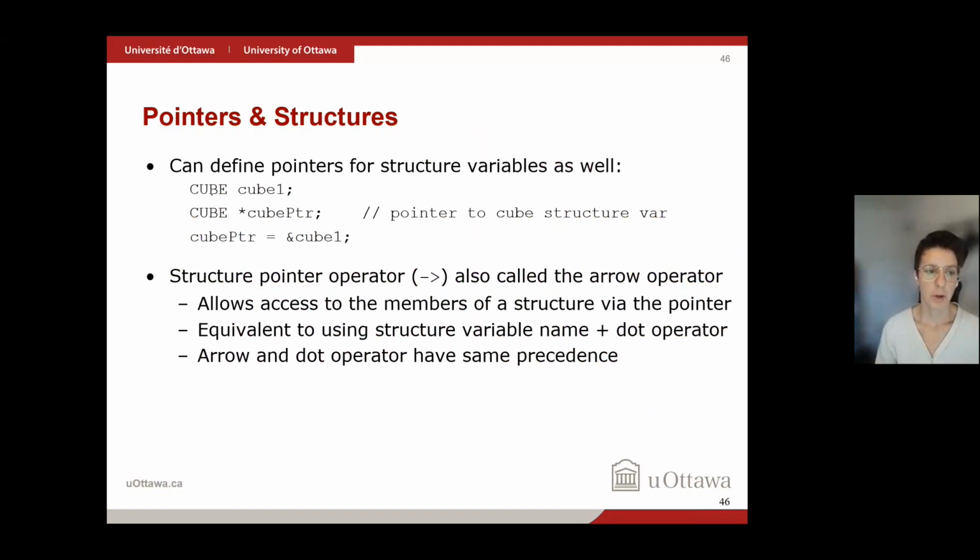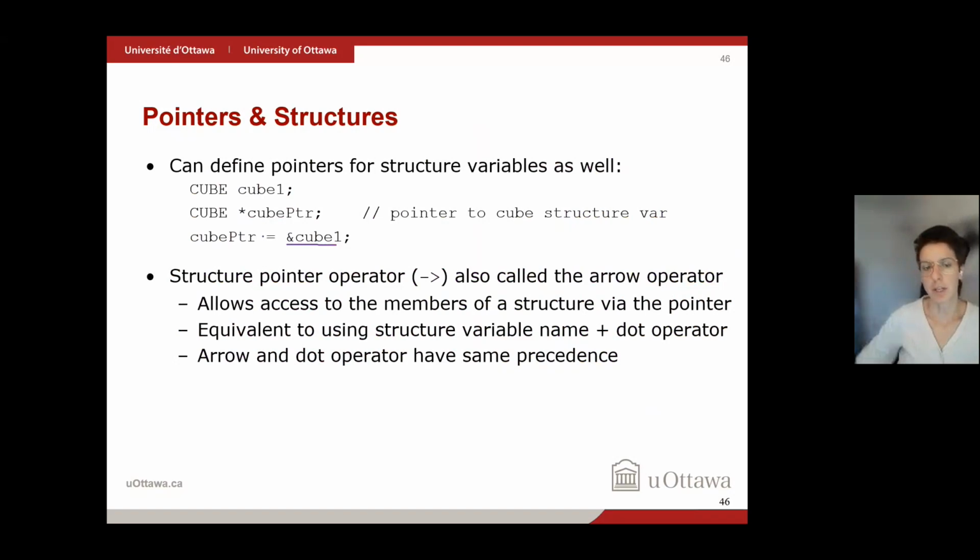So in my main program, I'm going to define a cube type variable, cube1, and I'm going to define an address of a cube type variable, okay? And then my pointer variable, cube pointer, is going to be equal to the address of cube1, so ampersand cube1, okay? And from here, if I wanted to use an address to access the components of a variable, I use that dereferencing operator, right?